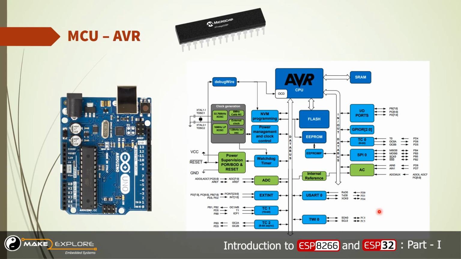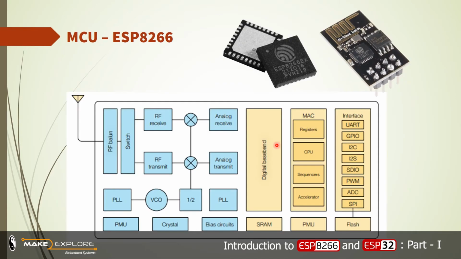This is another example of a very popular development board, called Arduino Uno. It has one chip, which is the ATmega328 Atmel AVR microcontroller chip. This is a block diagram or architectural schematic of this microcontroller.